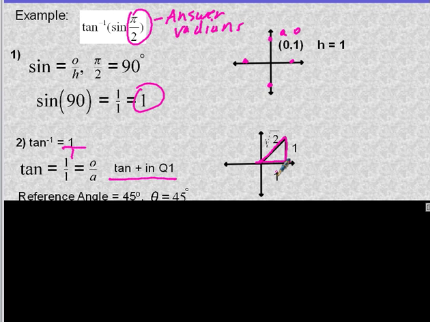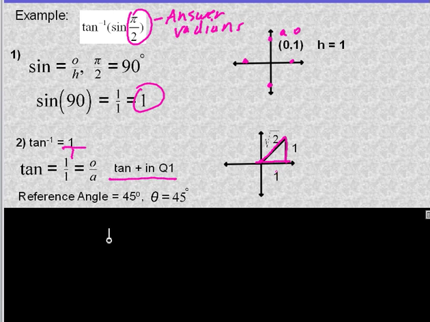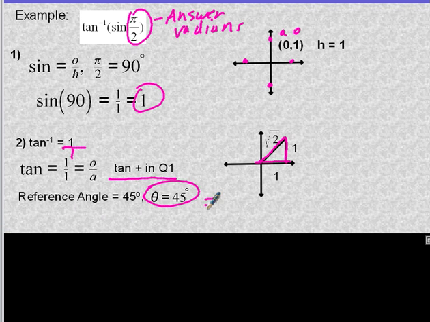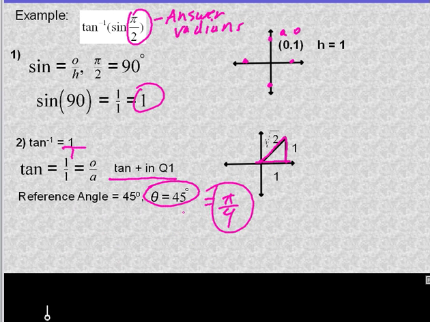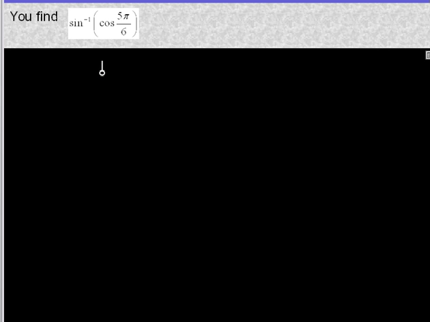So even though we started with an angle of 90 in the first problem, that is not the reference angle for our second problem. So be careful. Reference angle is 45, tangent is positive in quadrant 1, so the actual angle is 45, and in radians it's going to be pi over 4, and that would be your final answer. For some reason I don't have it on here in radians. Okay, let's have you try another one. Again, this is your angle. First thing you want to do is convert to degrees.